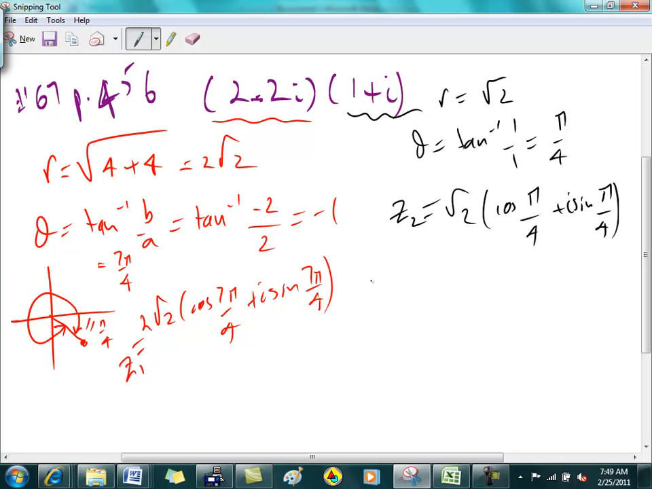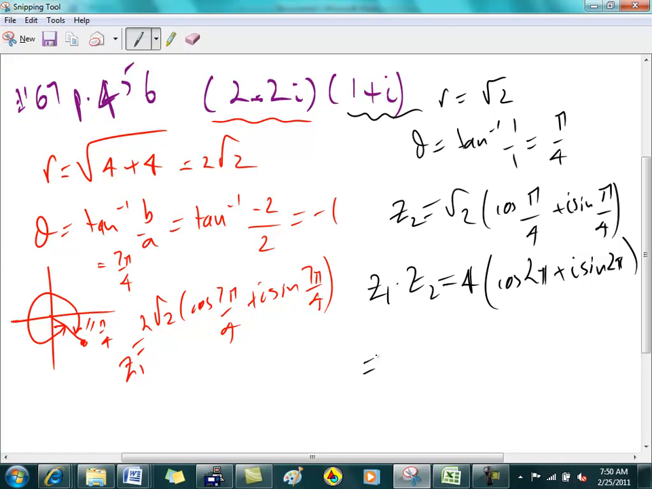And now we are multiplying the two. So the rules that I gave you yesterday, when you multiply, what do you do? Multiply the r's, so that becomes 4. Okay? And what do you do with the angles? Add. So what's 7 pi over 4 plus pi over 4? 2 pi. And the other angle's always got to be the same, so that's 2 pi as well. And we can go ahead and simplify this, okay?